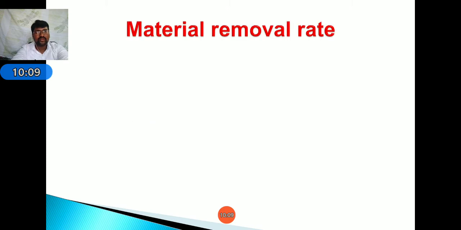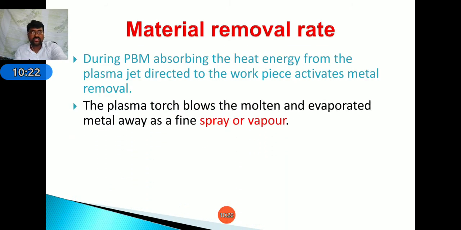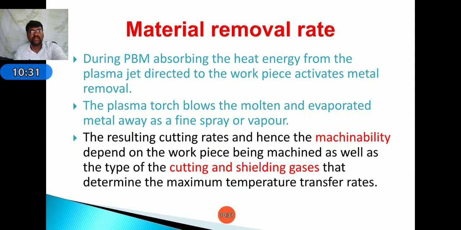Okay, next coming to material removal rate. During PAM, by absorbing the heat energy from the plasma jet directed toward the workpiece, active metal removal takes place. Next, the plasma torch blows the molten and evaporated metal away as a fine spray or vapor. Thus the resulting cutting rates, and hence the machinability, depend on the workpiece being machined as well as the type of cutting and shielding gas that determine the maximum temperature transfer rates.